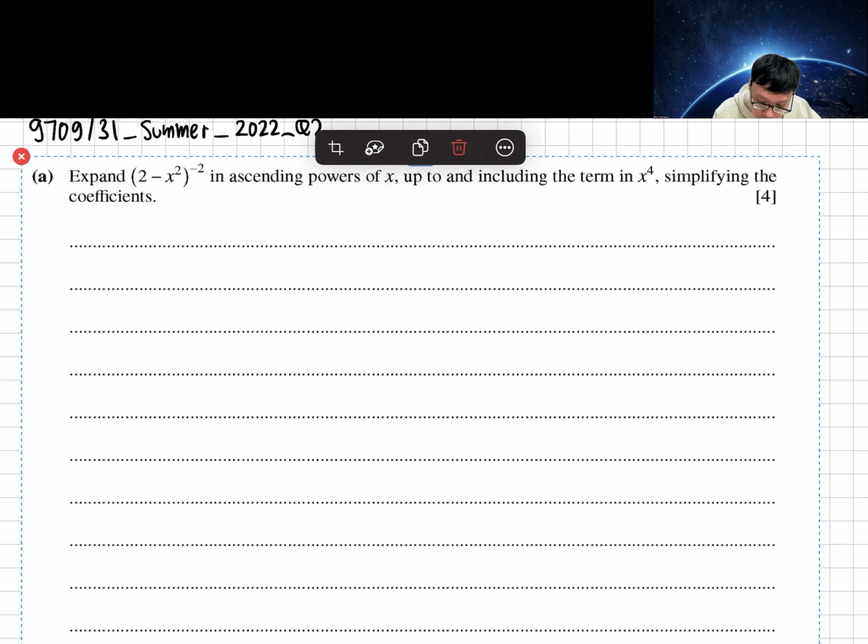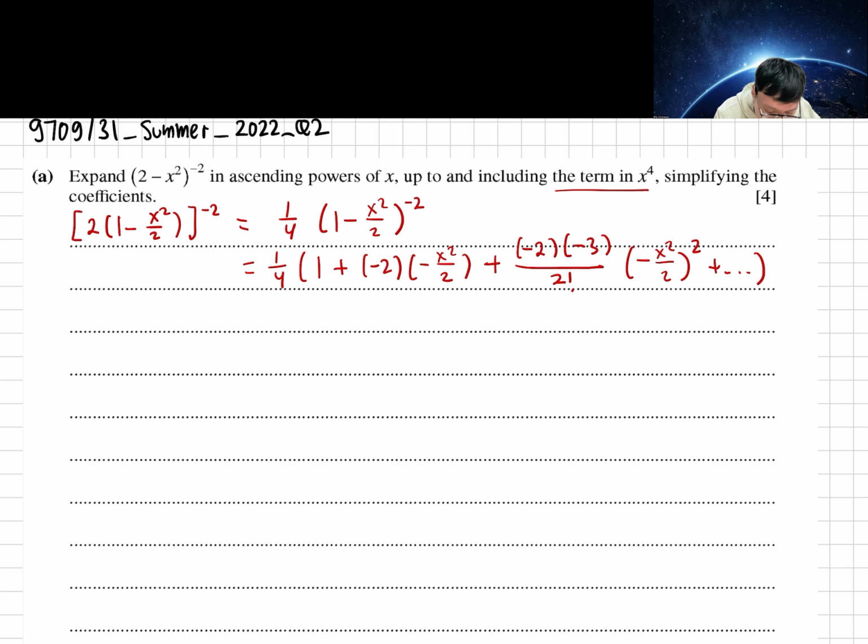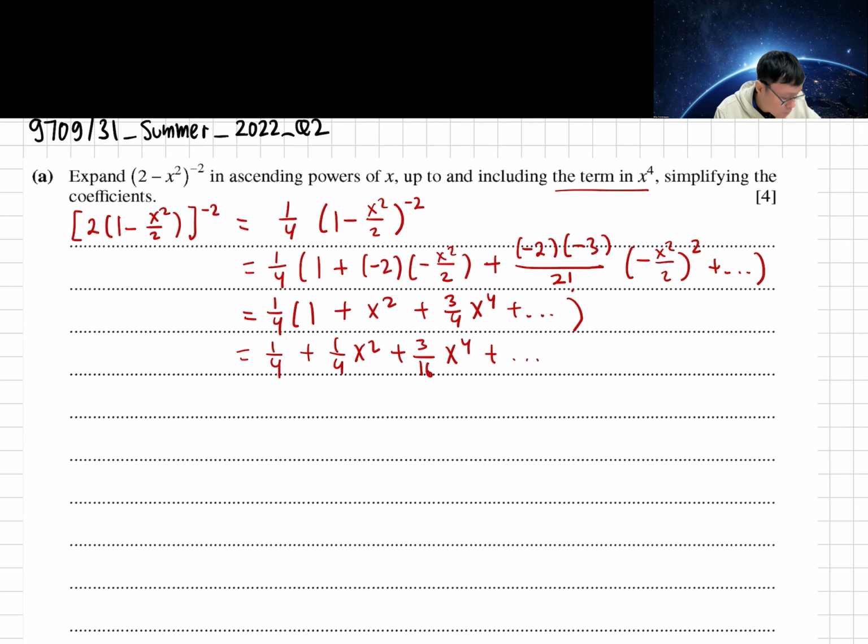So we can simplify 1 over 4 times 1. This one gives you plus x squared. And after that, when you simplify this, you will get 3 over 4 x to the power of 4. And then keep adding. So you can distribute the 1 over 4. That gives you 1 over 4 plus 1 over 4 x squared plus 3 over 16 x to the power of 4. So that is the answer.